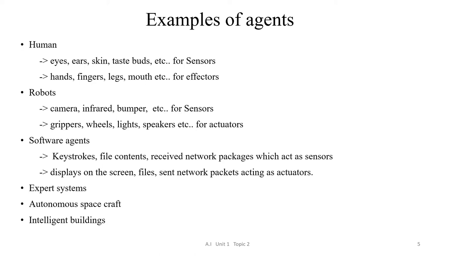Basic examples of agents. Human agents have sensors such as eyes, ears, skin, taste buds, etc., and effectors such as hands, fingers, legs, mouth, etc. If you consider a robotic agent, sensors are camera, infrared, bumpers, etc., and actuators are grippers, wheels, lights, speakers, etc. If you consider software agents, the sensors are keystrokes, file contents, received network packets, etc., and actuators are displaying contents on the screen, files, sent network packets, etc. Apart from human, robotic, and software agents, we also have expert agents, autonomous spacecraft agents, intelligent building agents, and so on.